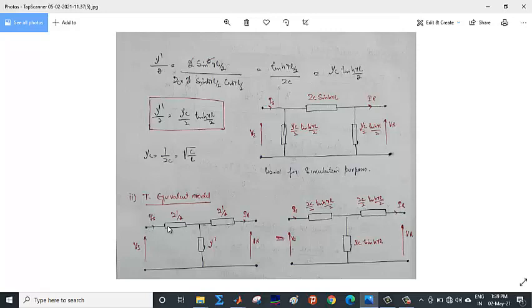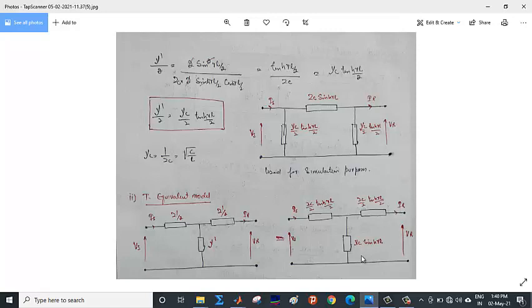In case of the T equivalent model, we have Z dash by 2 and y dash, that means all the shunt capacitance is placed at the middle of the line. When they are calculated in terms of Zc and Yc, Z dash by 2 is equal to Zc by 2 tan hyperbolic gamma L by 2, Zc by 2 tan hyperbolic gamma L by 2, where Y dash is equal to Yc sin hyperbolic gamma L.